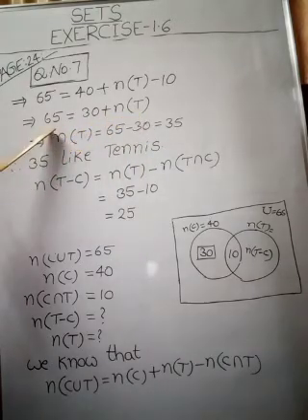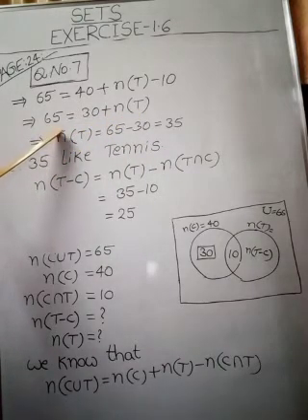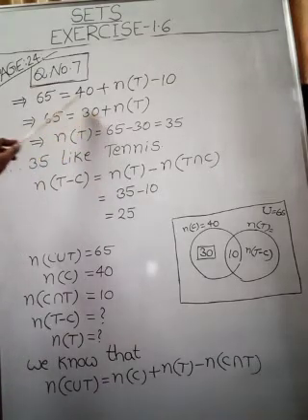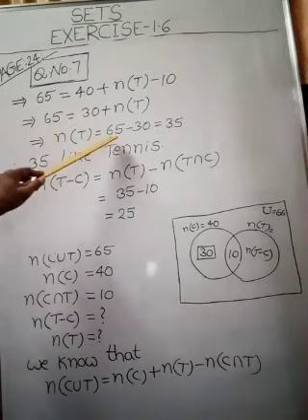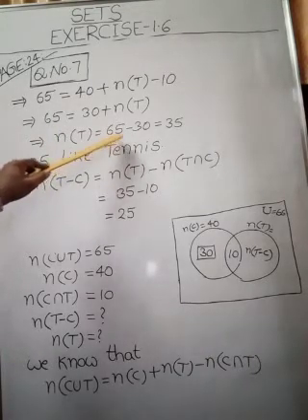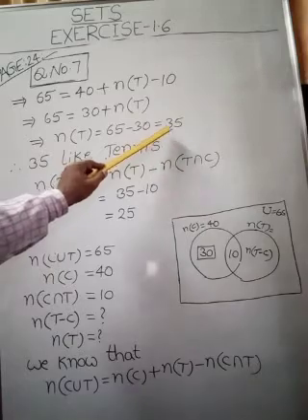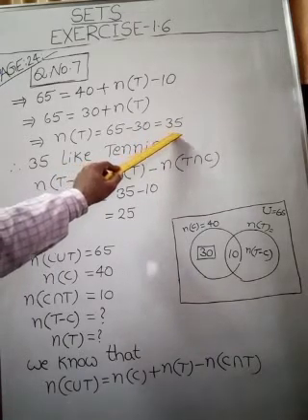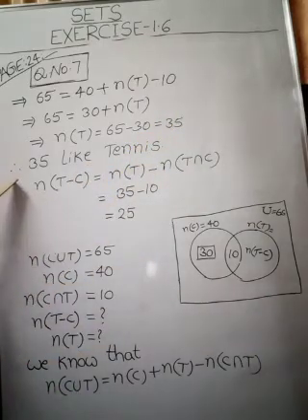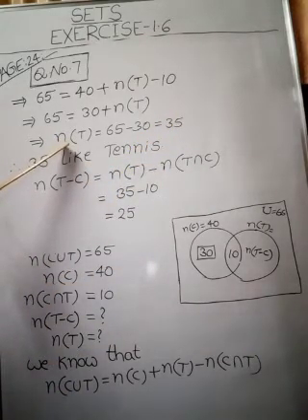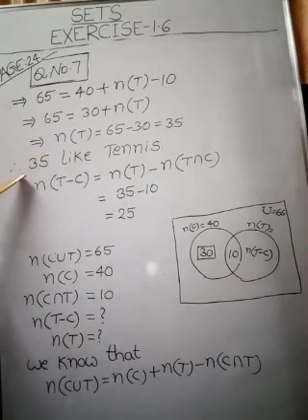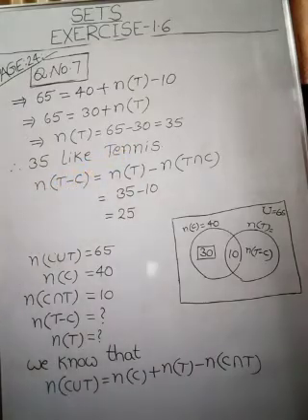Now we solve this equation to find the value of N of T. So this implies N of T is equal to, I am sending this 30 to this side, then it becomes minus 30. So 65 minus 30. What will you get? 65 minus 30, that is 35. We get here 35. Therefore, what does this notation denote? Number of people who like tennis. Therefore, I wrote here 35 people like tennis. Okay, my dear children? Right.